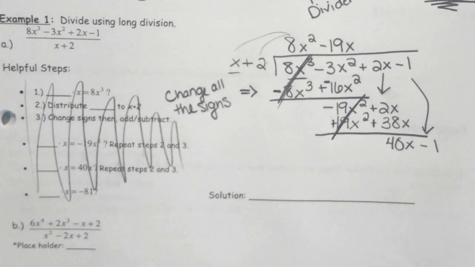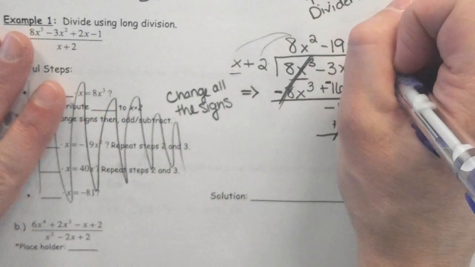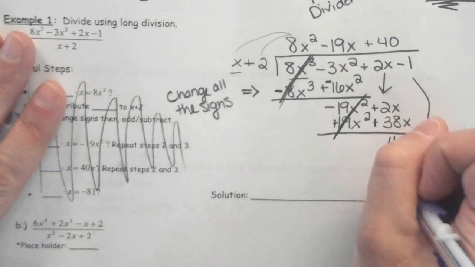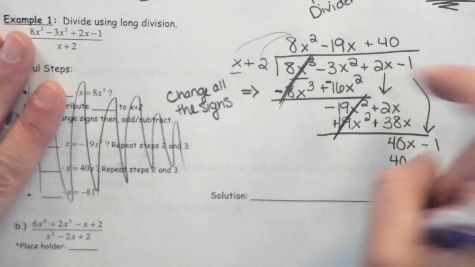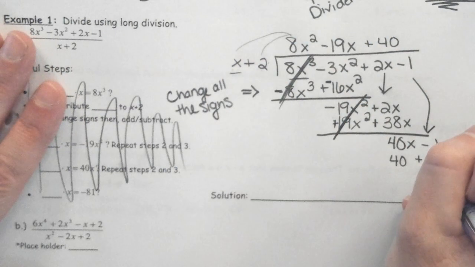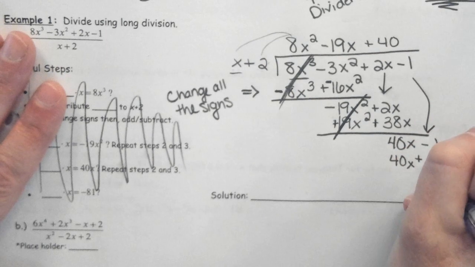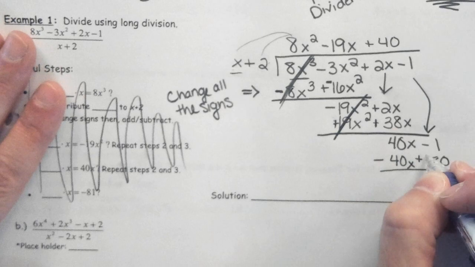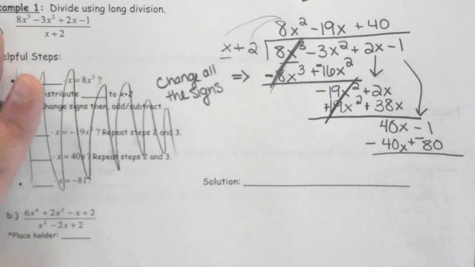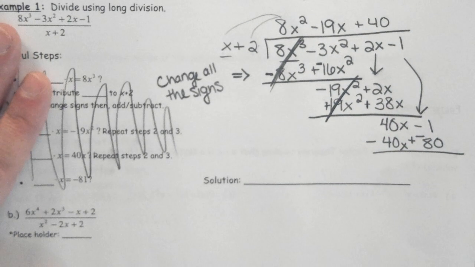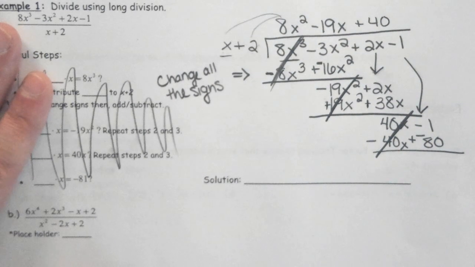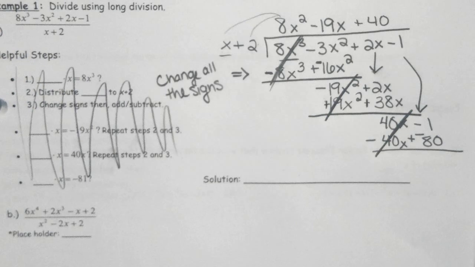X times what is 40x? 40. Okay, distribute. 40x plus 40 times 2 is 80. Change both the signs. What happens to my x's? Bye, gone.